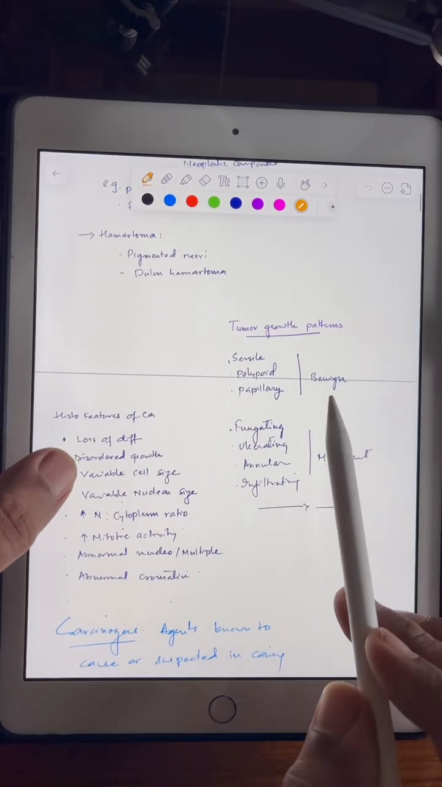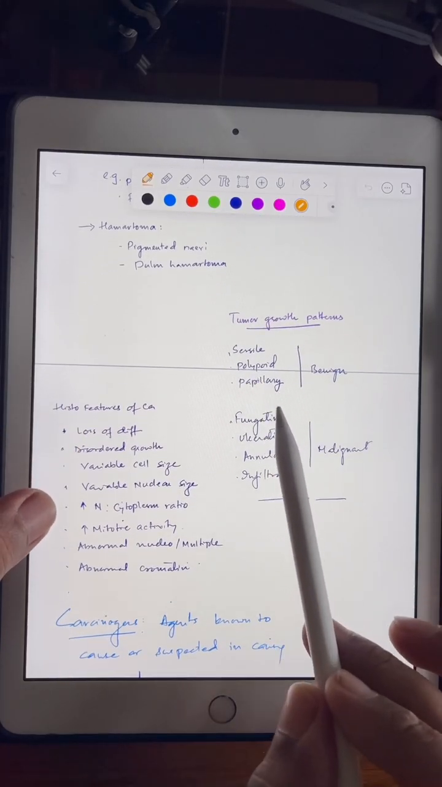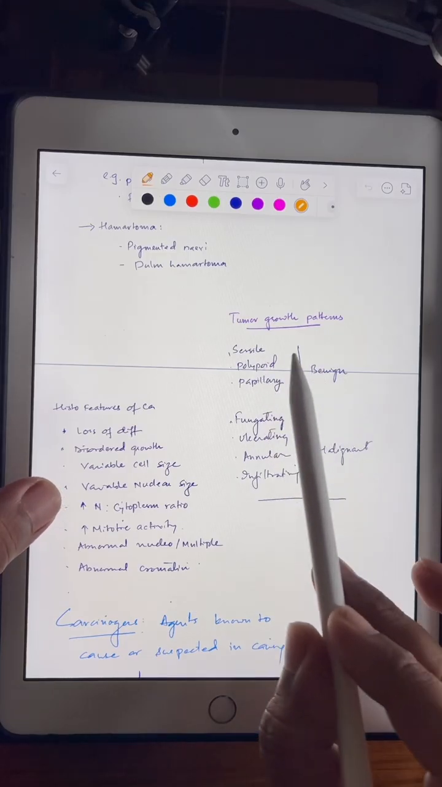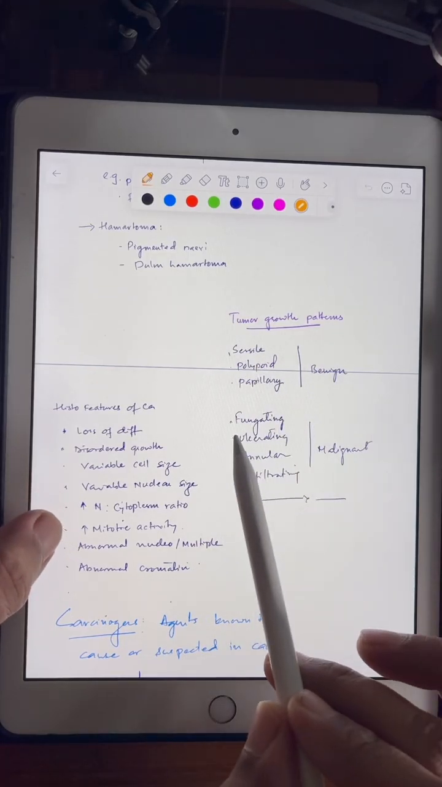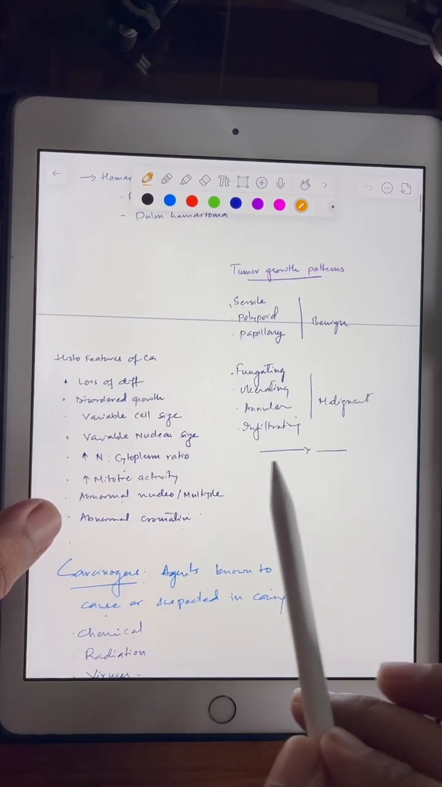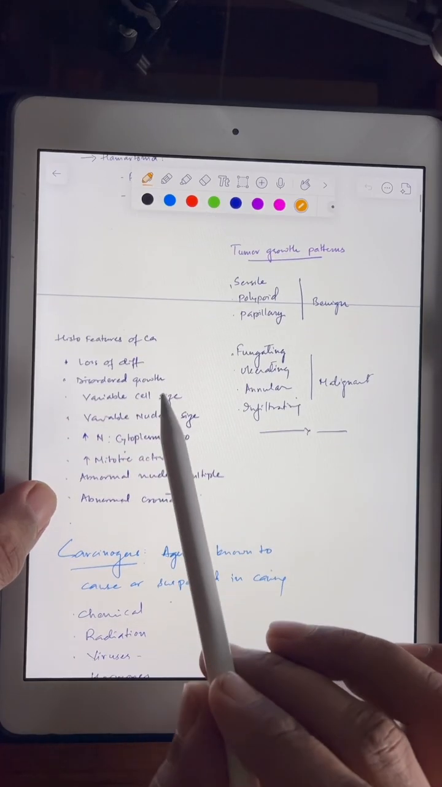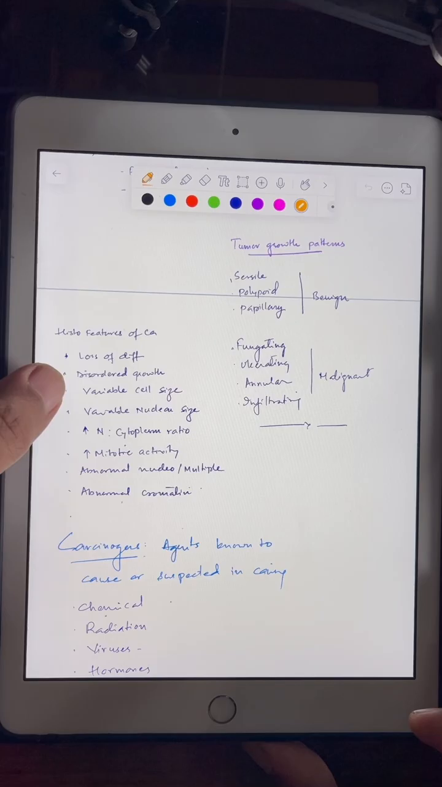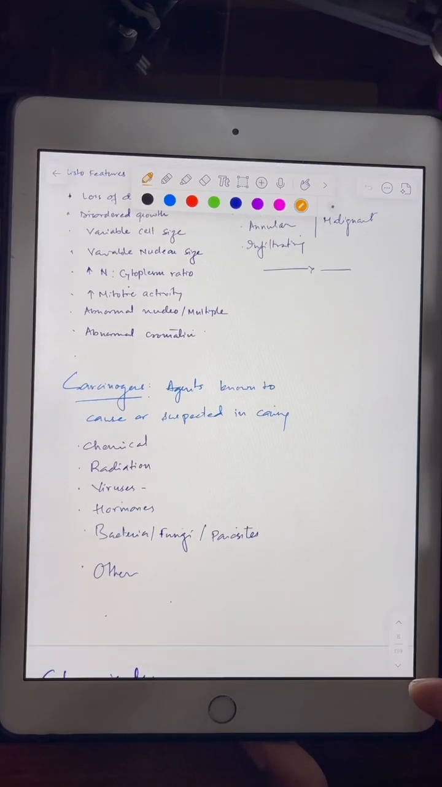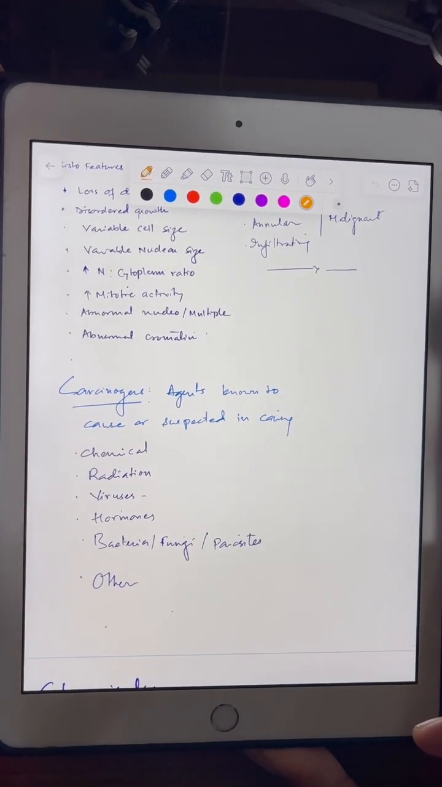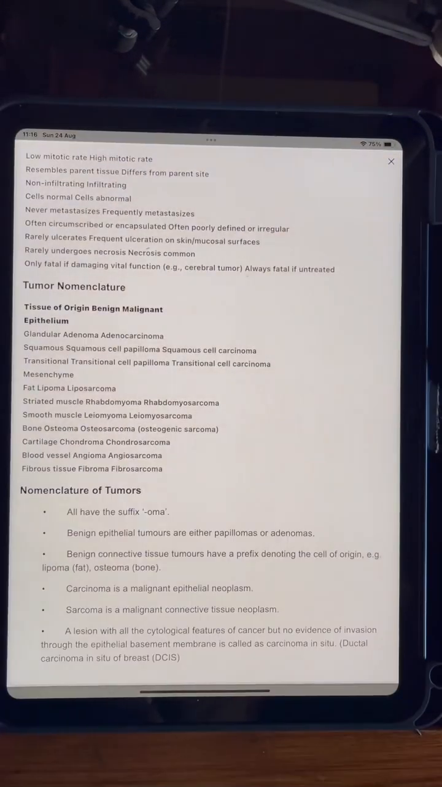How is the tumor growth pattern? Sessile, polypoid, papillary: these are benign. If fungating, ulcerating, annular, infiltrating patterns are there, they are malignant. Histological features of carcinoma we have seen: loss of differentiation, distorted growth, variable size, variable nuclear size, increased cytoplasm nuclear ratio, and mitotic activity. Now, carcinogenic agents are known to cause suspicion in causing carcinoma.